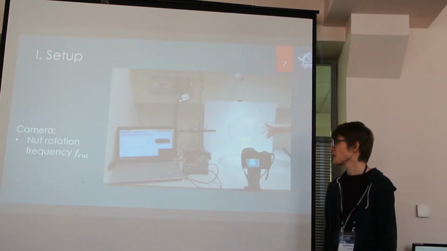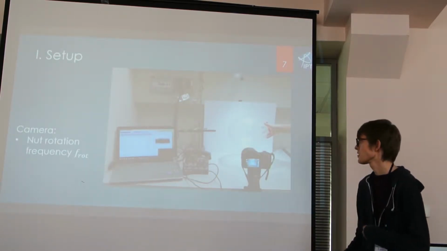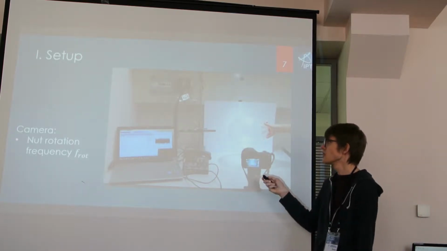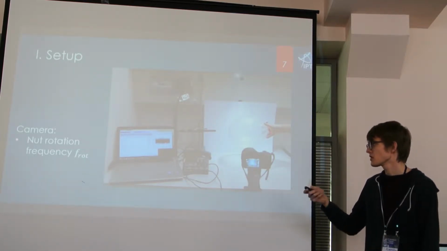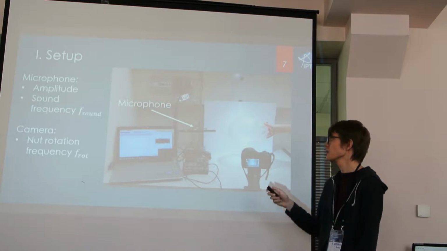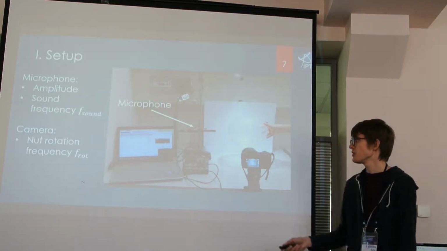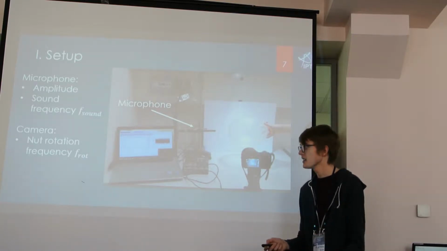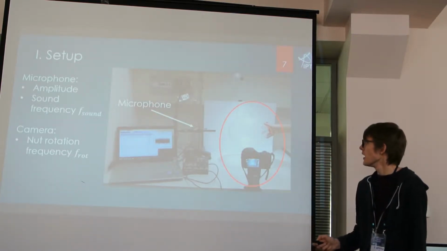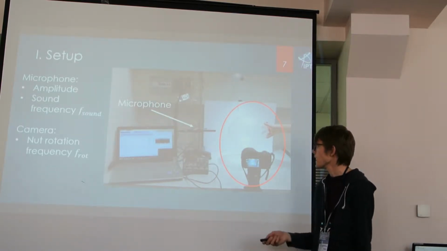Here's the setup we used for our experimental data. We use a camera to film the balloon and to find the rotation frequency. We also use a microphone which has a flat frequency response to measure the amplitude as well as the frequency of the sound that is heard. Then we rotate the balloon by hand.